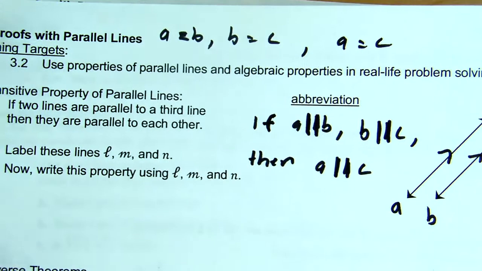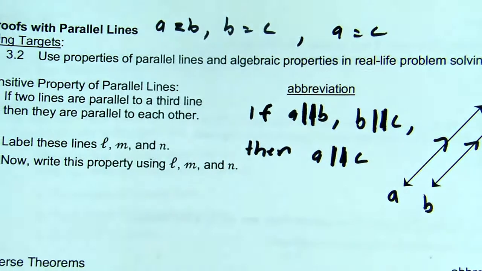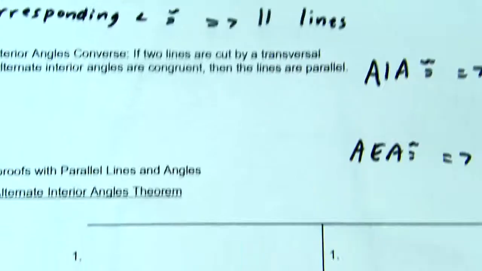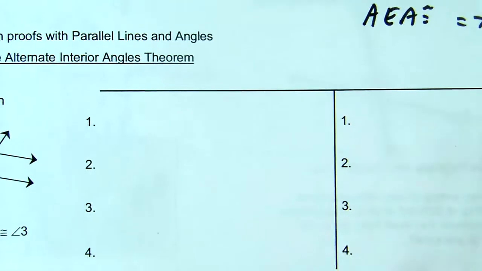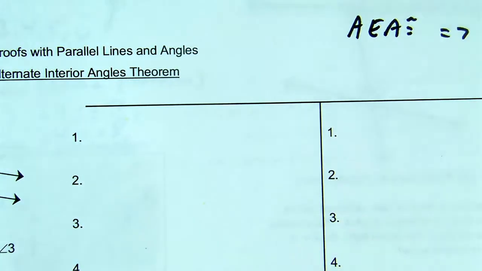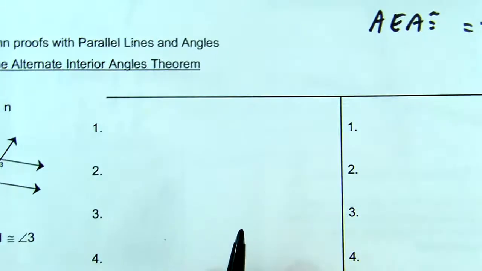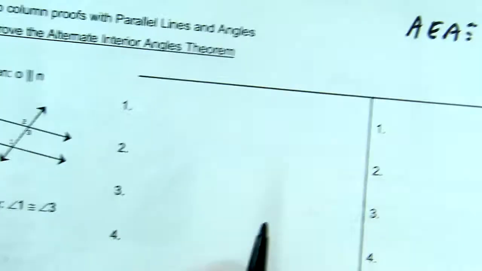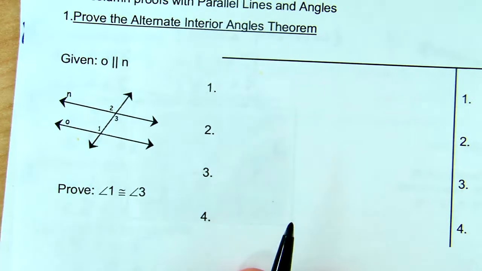Okay, so what we're going to do is practice this a little bit. There are two more proofs in this section in your notes. We're going to do those together. Follow along with me. What we're doing first is proving the alternate interior angles theorem.